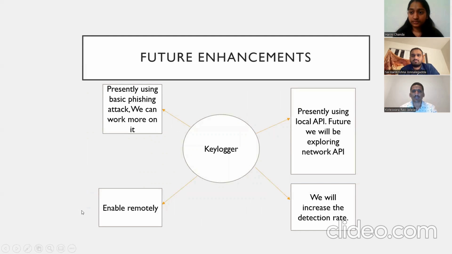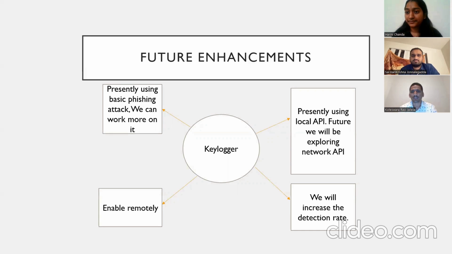For future enhancements, presently we have implemented a basic phishing attack, so we can work more on the techniques used in that in the future. The keylogger is mainly enabled remotely. Nowadays, everyone is working remotely, so for that, if any phishing attack is happening, the system can track all the data. By using this enhancement, we can identify what is being used within the system.